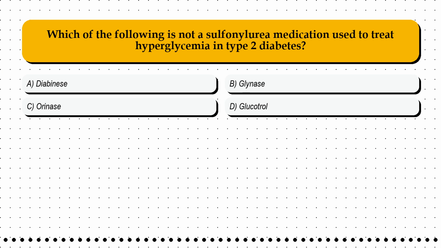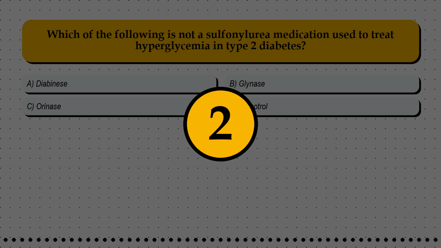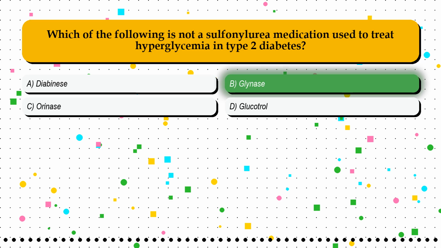Question 176. Which of the following is not a sulfonylurea medication used to treat hyperglycemia in type 2 diabetes? Option A, diabenese. Option B, glinase. Option C, guaranase. Option D, glucotrol. The correct answer is option B, glinase.